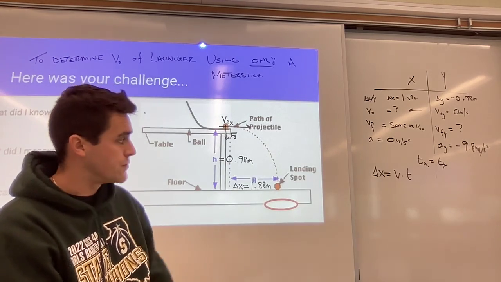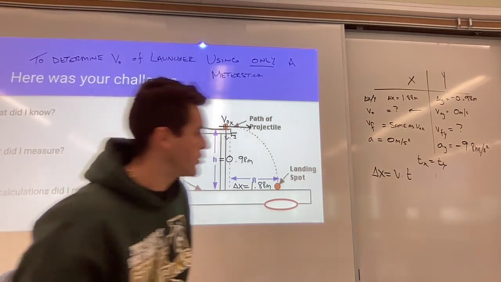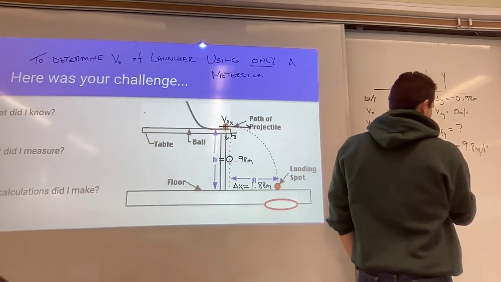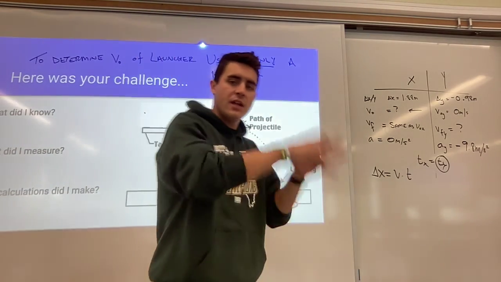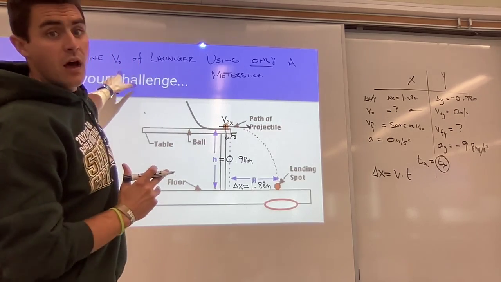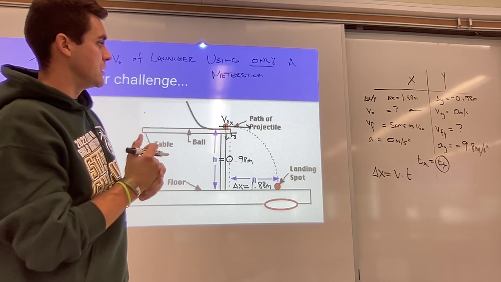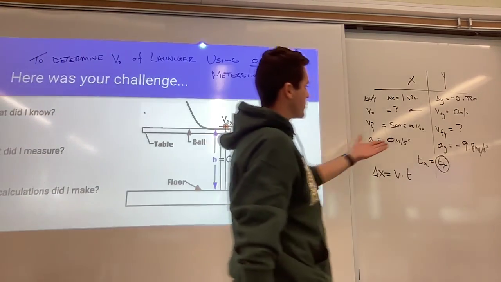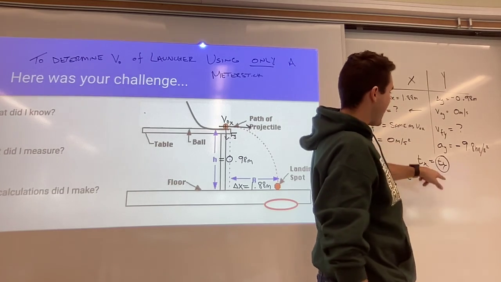Luckily, one of those variables can be solved for using my y direction. So I'm going to start by solving for time in the y direction, translate that over to my x direction, and eventually find what I'm looking for, which is the initial velocity of my launcher, which is 100% horizontal velocity to begin with. So if I look at my variables, I know an initial velocity, I know a displacement, I know an acceleration, I know time.